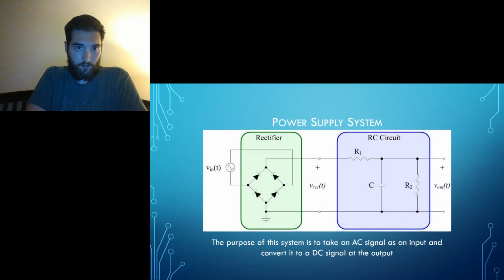So here's the circuit for the power supply system. It has two subsystems, a rectifier and an RC circuit. The purpose of the system as a whole is to take an AC signal as an input and convert it to a DC signal at the output.